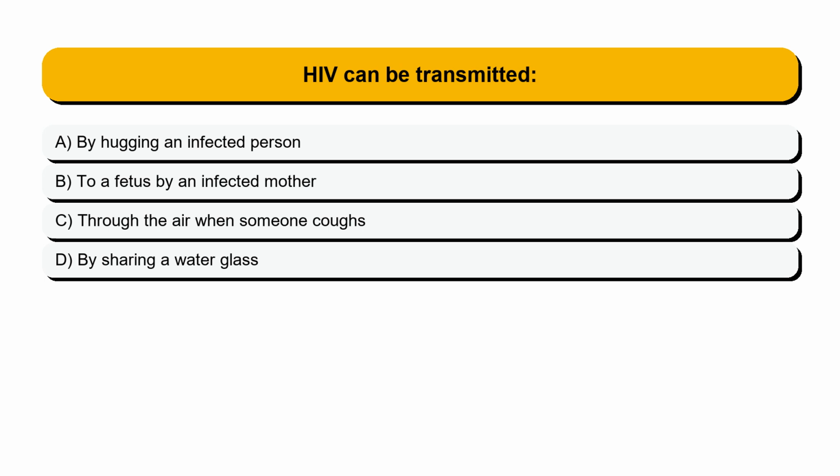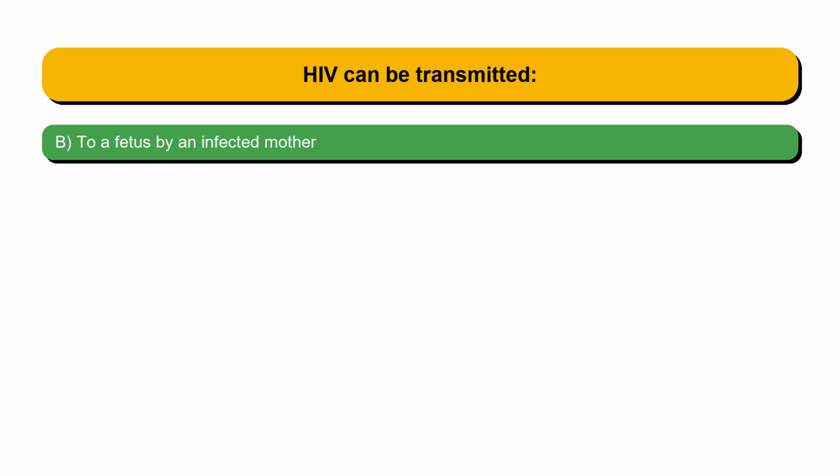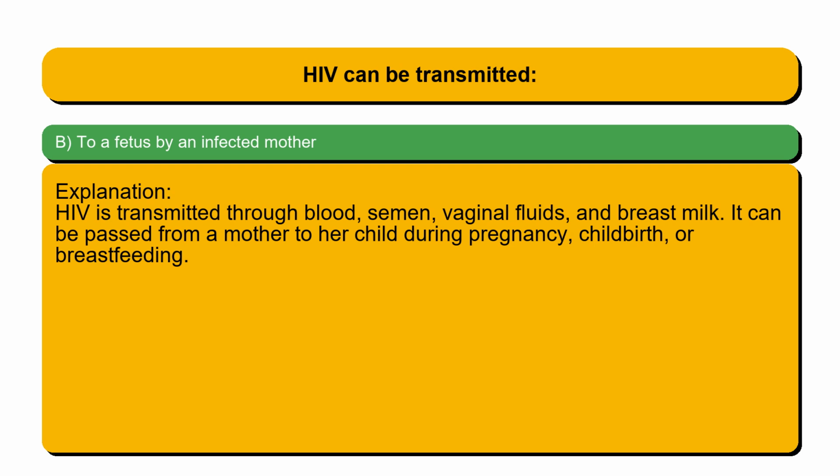Question 73. HIV can be transmitted: Option A, by hugging an infected person. Option B, to a fetus by an infected mother. Option C, through the air when someone coughs. Option D, by sharing a water glass. The correct answer is option B, to a fetus by an infected mother. HIV is transmitted through blood, semen, vaginal fluids, and breast milk. It can be passed from a mother to her child during pregnancy, childbirth, or breastfeeding.